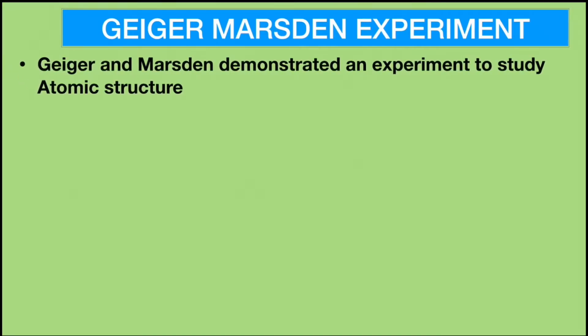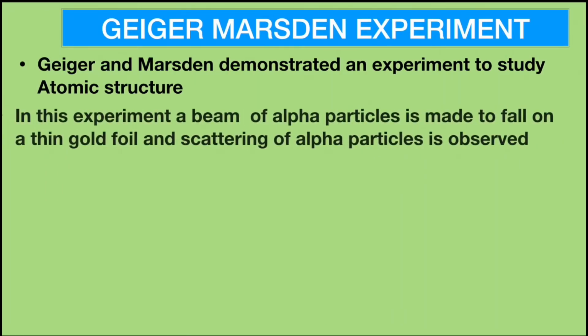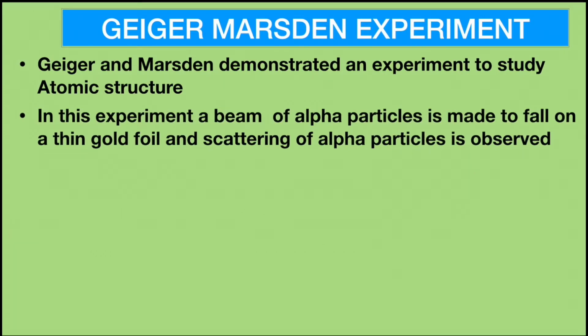Geiger and Marsden demonstrated an experiment to study atomic structure. They took a very simple arrangement. In this experiment, a beam of alpha particles is made to fall on thin gold foil and the scattering of alpha particles is observed. So basically, the Geiger-Marsden experiment is the experiment of scattering of alpha particles.